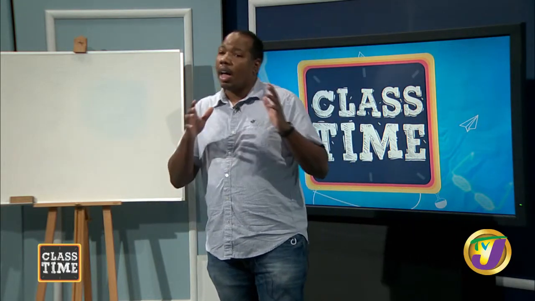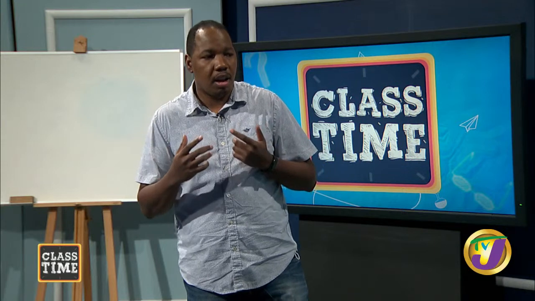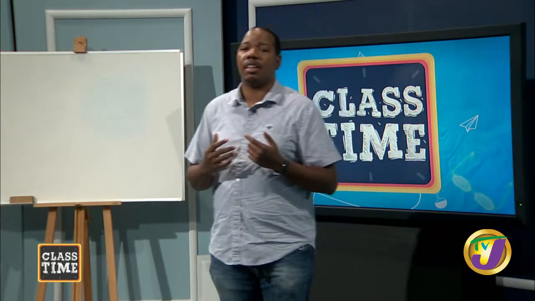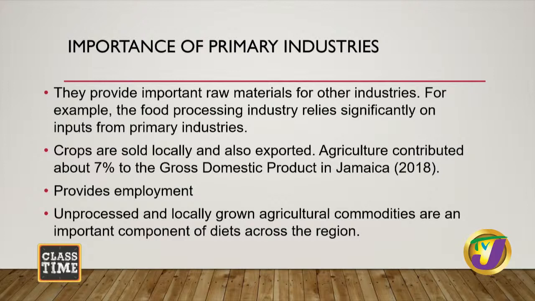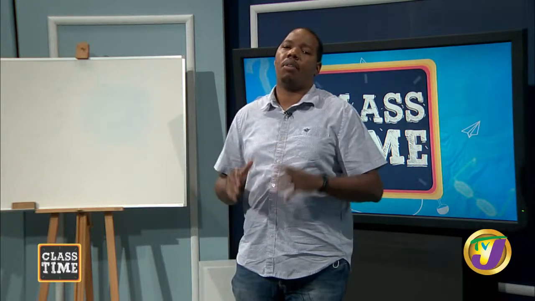Now, another very important benefit of the primary industries looks at our food. When you think about the food that we eat on a day-to-day basis, the food that makes its way to our plate, the ground provisions, the vegetables, all of these unprocessed foods are sourced locally. Many of them are sourced locally. Of course, we import quite a bit, right? But many of them are sourced locally, and these are an important component of our diets.